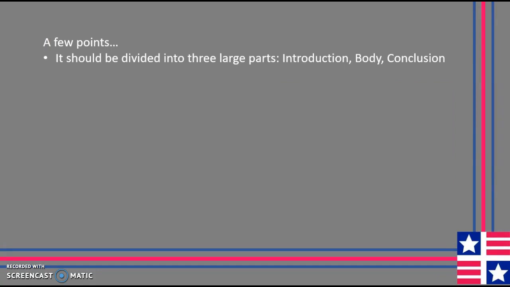A few points, though, about your research outline. It should be divided into 3 large parts: introduction, body, conclusion. That's for your benefit. You need to make sure that the introduction remains the introduction, the body remains the body, and the conclusion remains the conclusion. This is a good reference point when you actually start writing it.